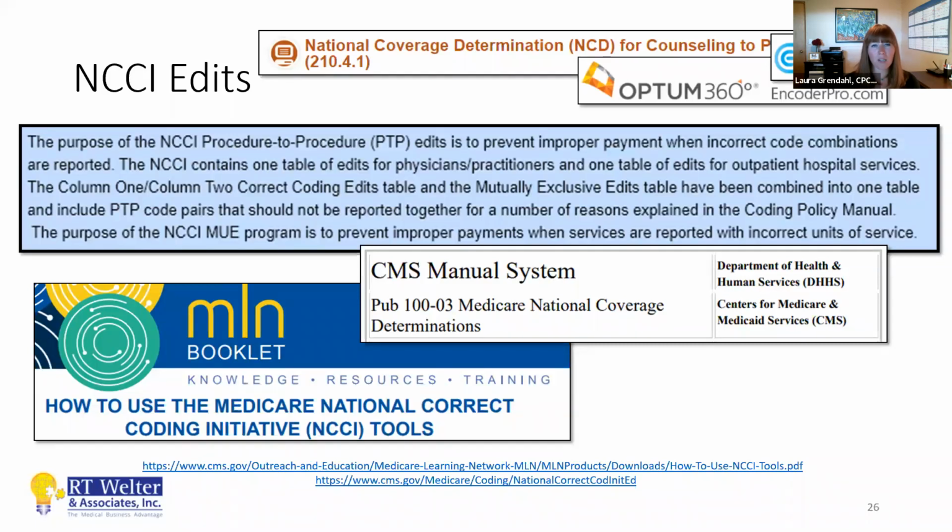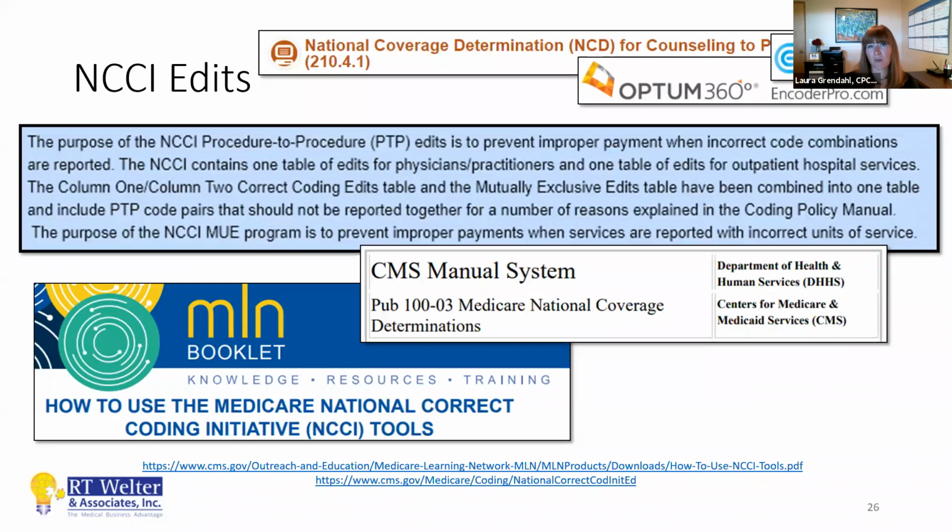So we really always go to CMS and our NCDs and our LCDs to see what some of these different edits are all about. Here are some really great go-tos. You have your CMS Medical Learning Library, which is a great reference for anybody that is part of this industry. So let's say you get a denial and you're not sure why. A lot of times you might get that NCCI edit there.